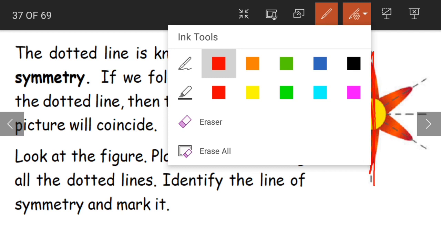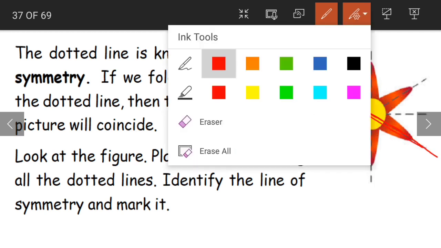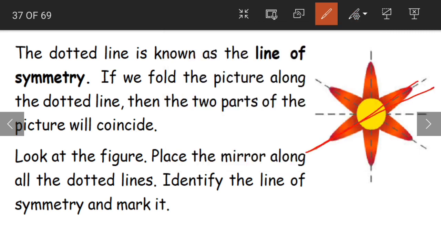Both the parts will exactly overlap each other. So again, this is also the line of symmetry for the given figure. Again, even when I fold it along this line, or else even when I fold it along this line. So this particular figure has how many lines of symmetry, children? 1, 2, 3 and 4 lines of symmetry.